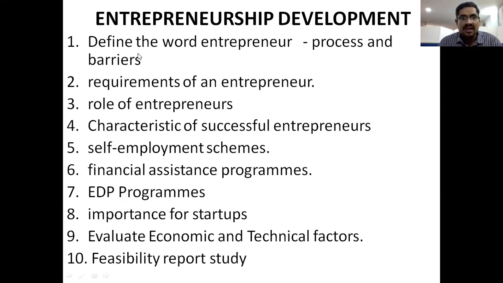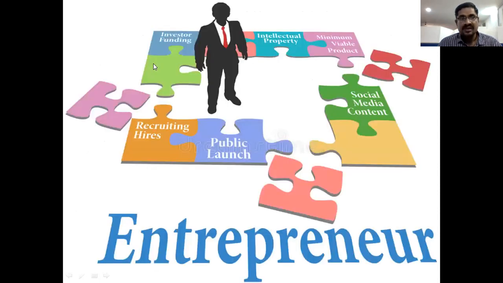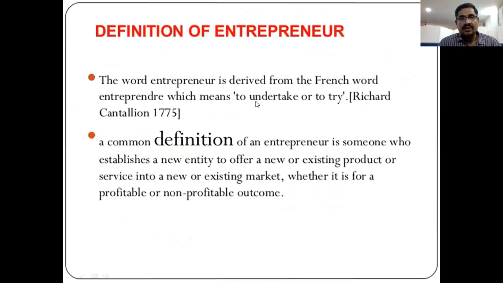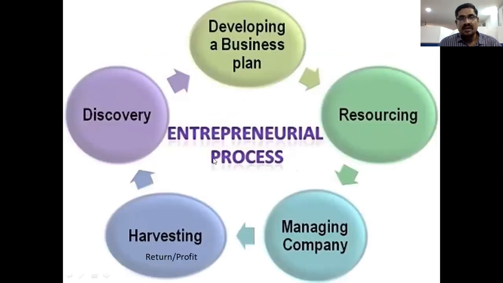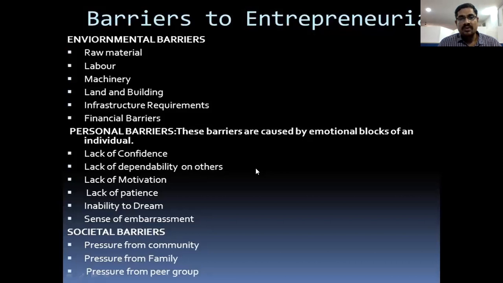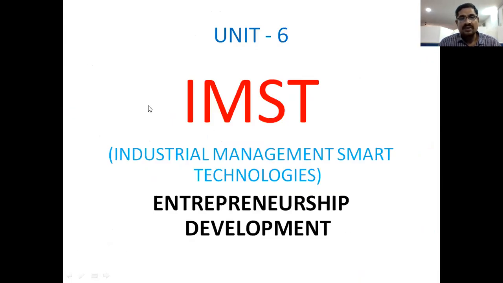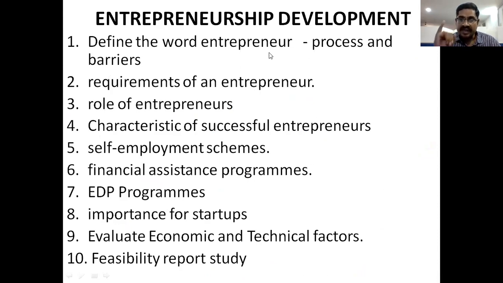So the first one is: define the word entrepreneur. Here the process and the barriers are two subtopics. So the concept of entrepreneur, the meaning of entrepreneurship, definitions, and the entrepreneurship process and the barriers. These all come under the first topic.